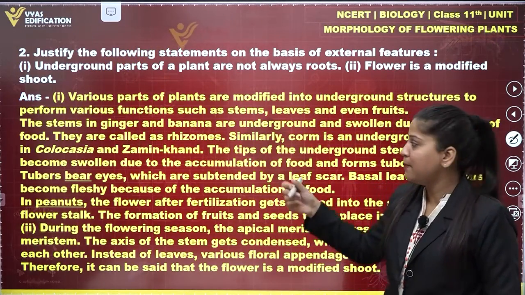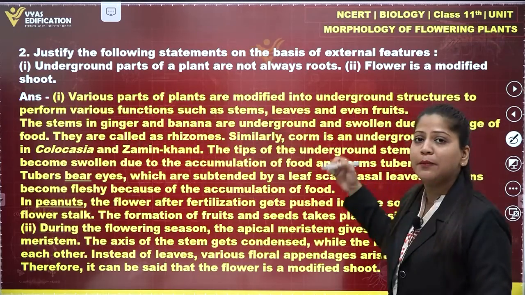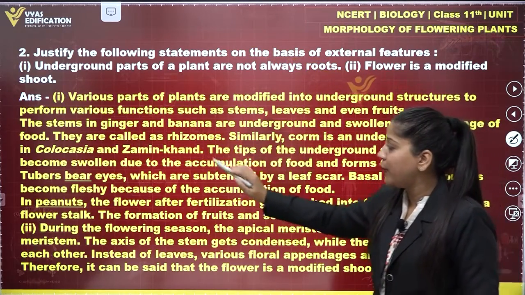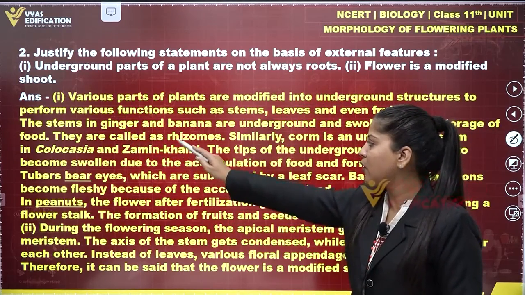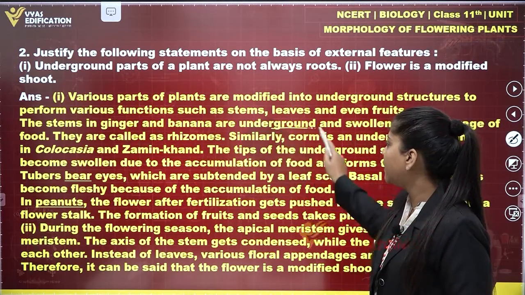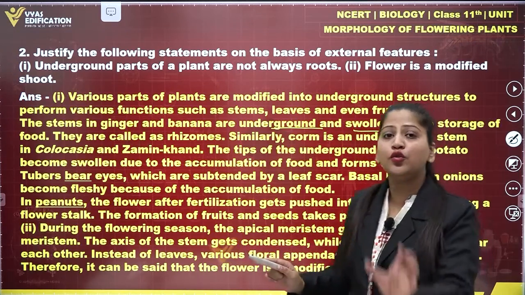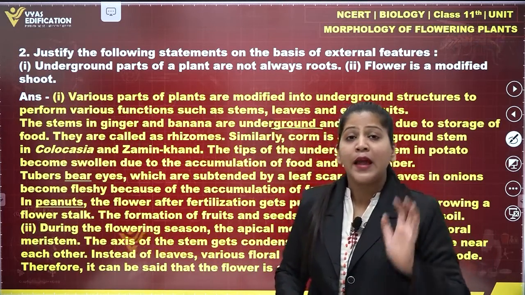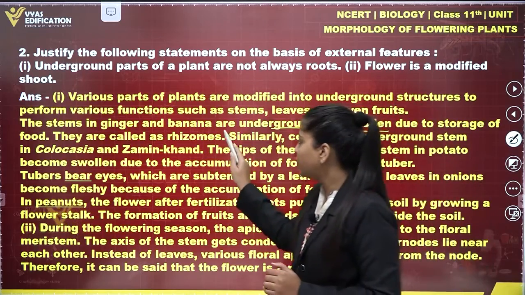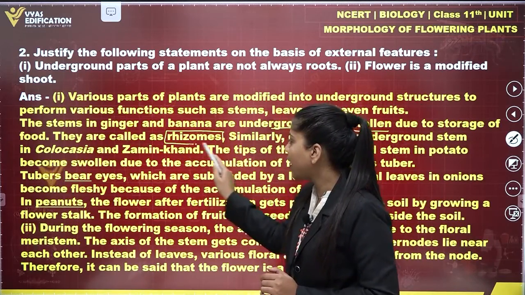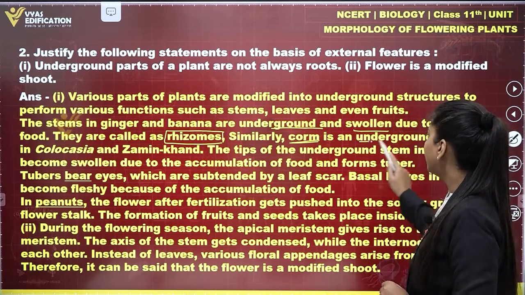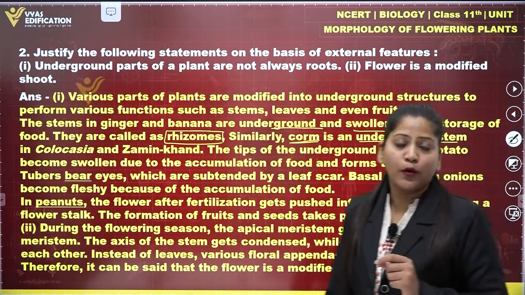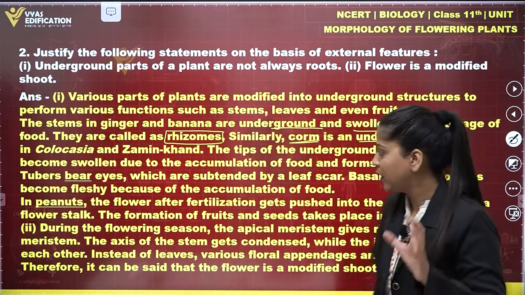They can be stem, they can be leaves, even they can be fruits. Now, for example, to justify statement number 1, the stems of ginger and banana are underground and are swollen due to storage of food. They are known as rhizomes. Similarly, the corm is an underground stem in colocasia and zamikand, right?